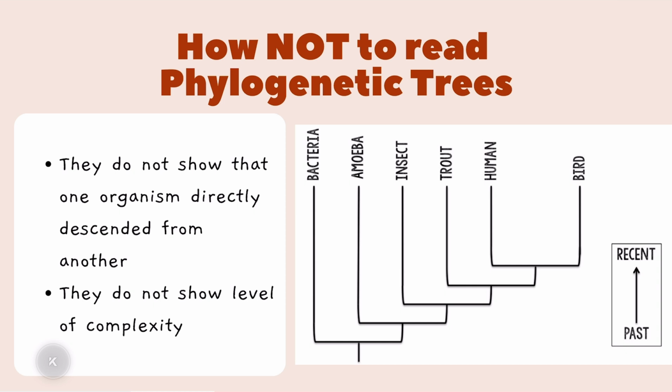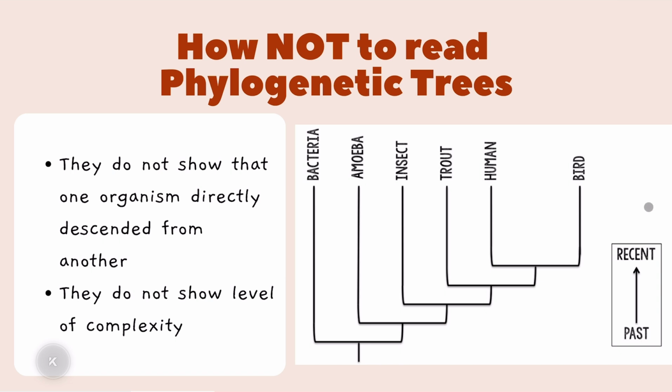While it's important to know how to read these, it's also important to know how not to read these. They do not show that one organism is directly descended from another one. So it's not saying that amoebas came from bacteria, insects came from amoebas, trouts came from insects, humans came from trout, and then birds came from humans. We know that doesn't make sense. That's what these branching points are talking about. Those are the common ancestors that would have speciated to ultimately come about with these other species up here.